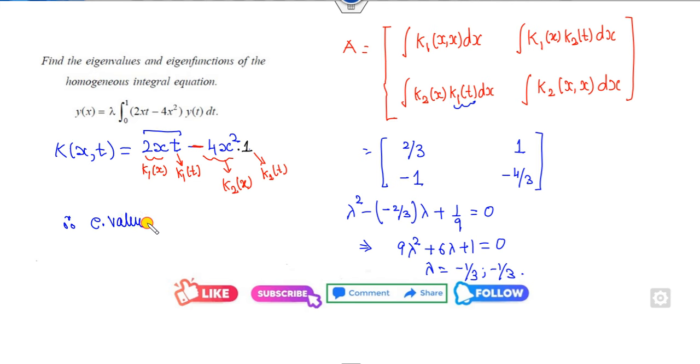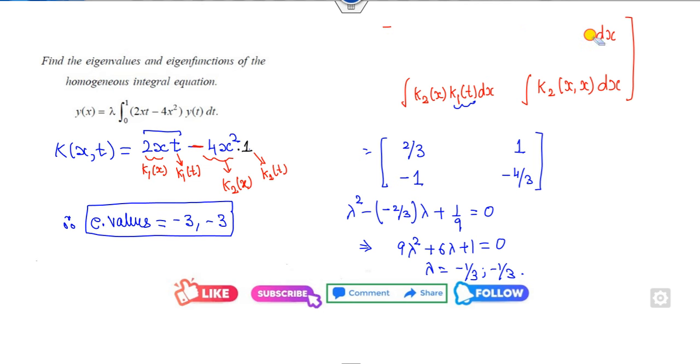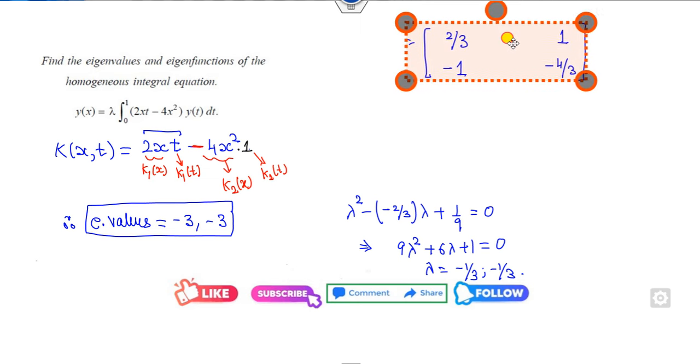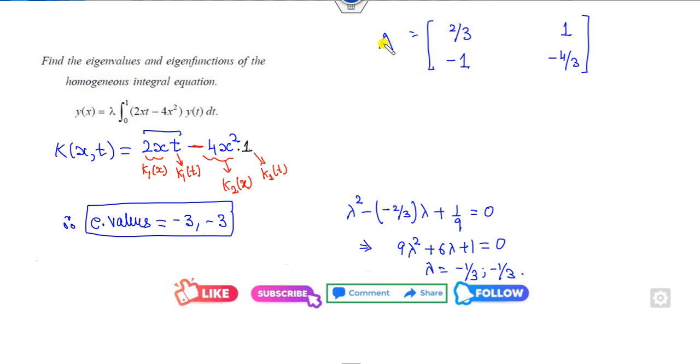So therefore, the eigenvalues are the reciprocal of this: minus 3 is the eigenvalue of the integral equation. Now, your target is to find the eigenfunction, so you have to find the eigenvector. If this is my A, can you find the eigenvalues and eigenfunction? First, the eigenfunction corresponding to minus 1 over 3, because this matrix has this eigenvalue. This is the eigenvalue of this integral equation.